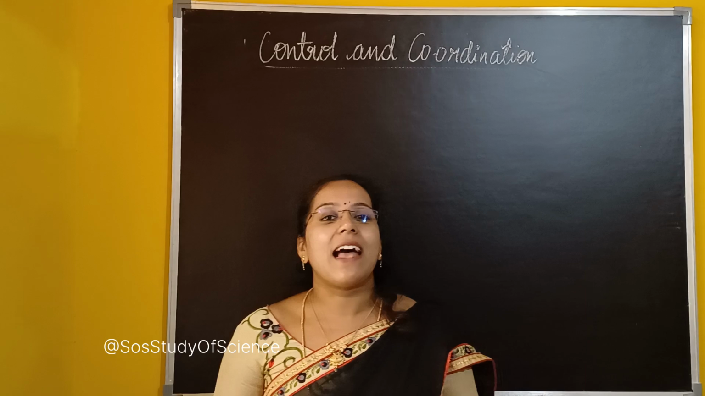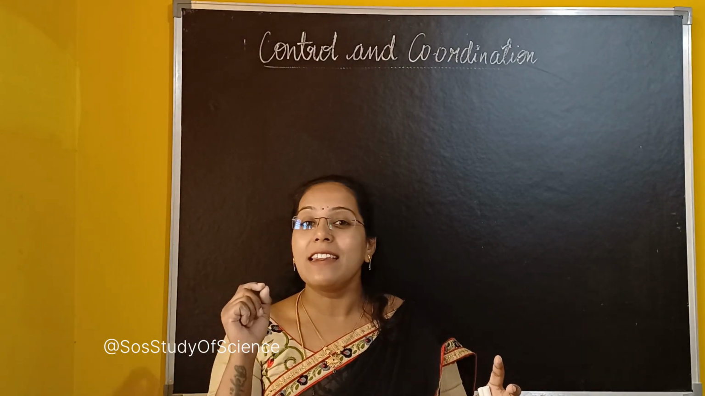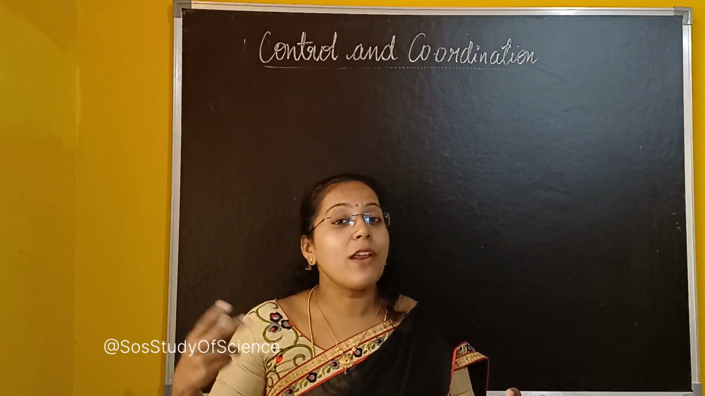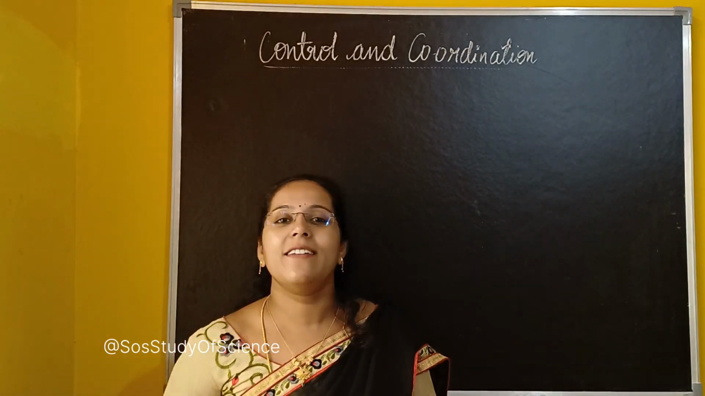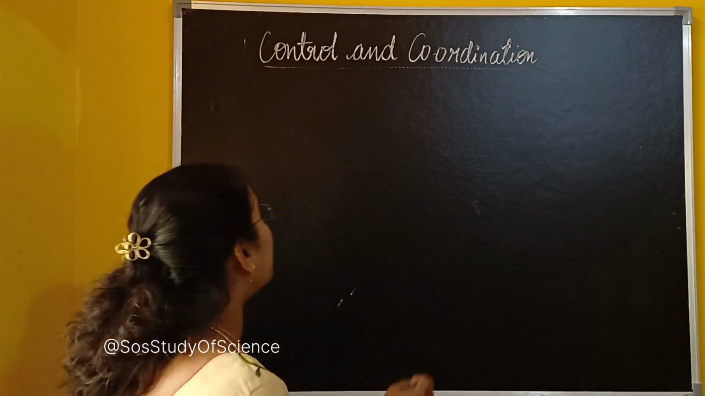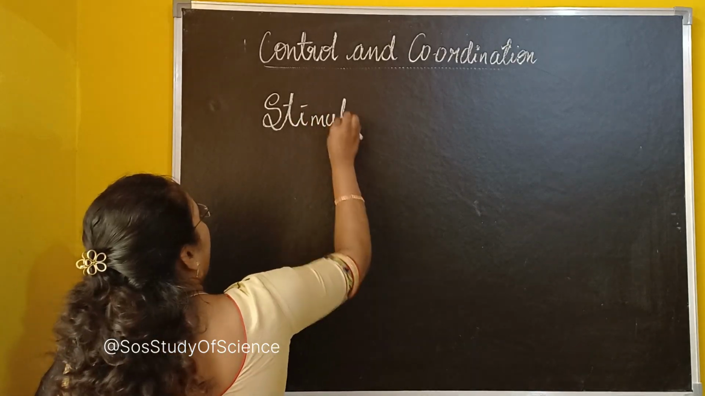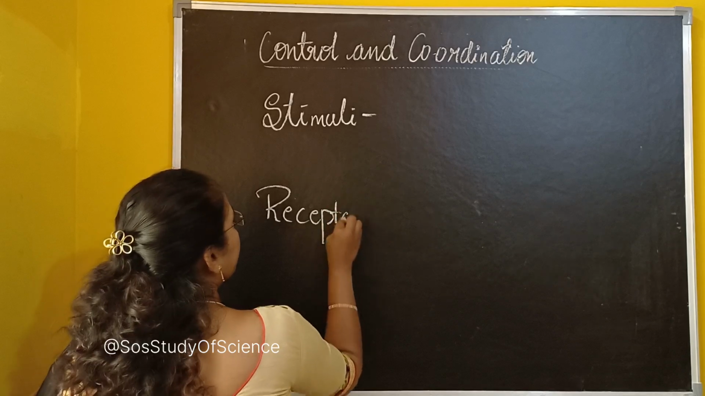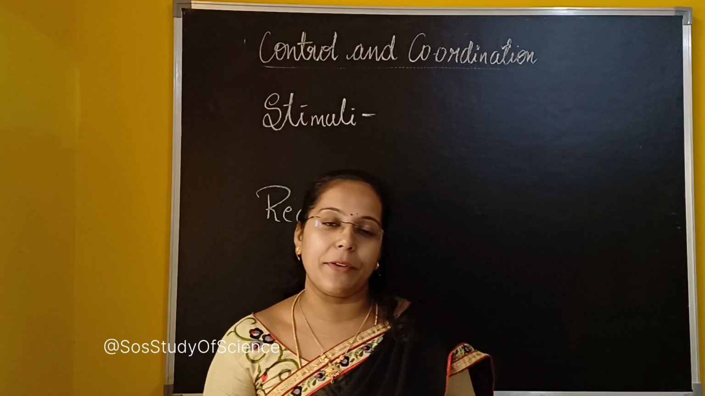Yes, in today's class, I will be explaining the parts and the functions of the nerve cell. But before explaining this nerve cell, it is very important to know two new words that we frequently speak in this lesson. So let me now start with those two words. The first word is stimuli and the second word is receptor. Firstly, you need to understand the meaning of these two words in order to understand the further concept.